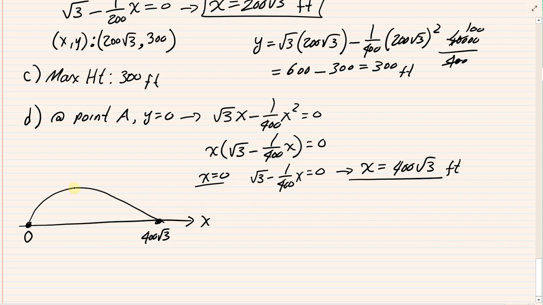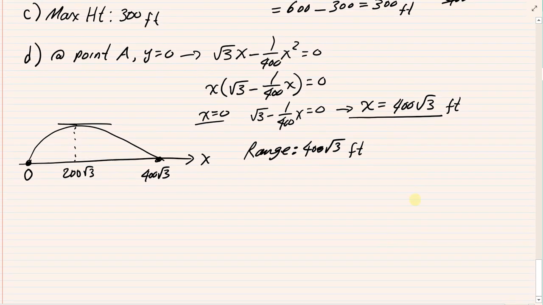Okay, and we found this point. The peak happens at 200 root 3. Now, that answers part D. So the range is going to be 400 root 3 feet. Again, range means how far, what's the range of the movement? It goes 400 root 3 feet out from the shooting point.